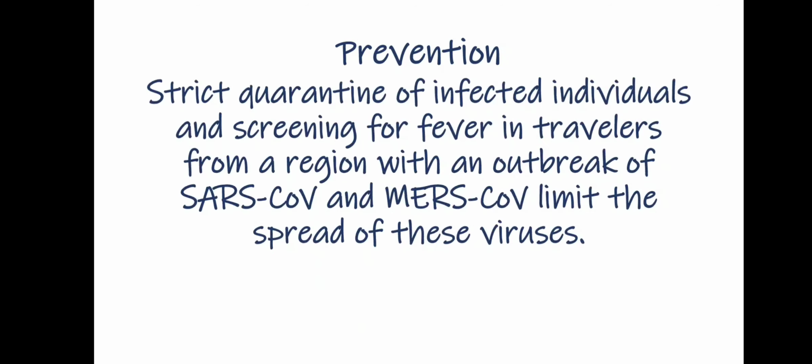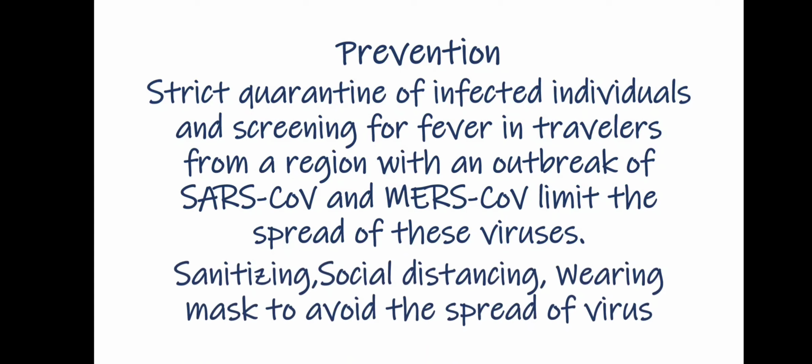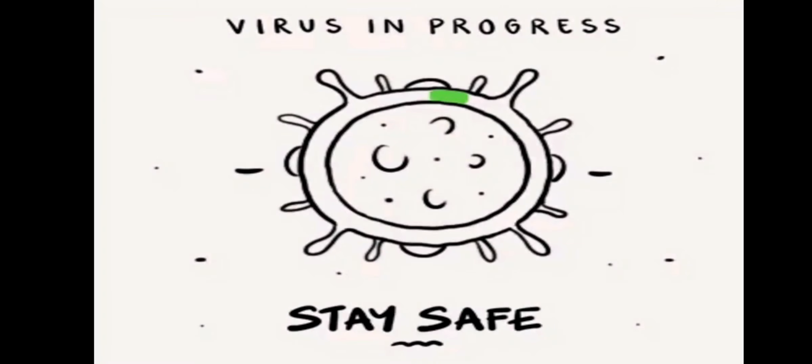Here we can see some steps to prevent coronavirus. The one who is affected with the virus should be quarantined strictly. Screening for fever in travelers who came from a region with an outbreak will limit the spread of these viruses. Sanitizing, social distancing, and wearing a mask help avoid the spread of the virus. These are some basic steps that everyone should follow to avoid the virus. And also wash your hands frequently. Everyone be safe.